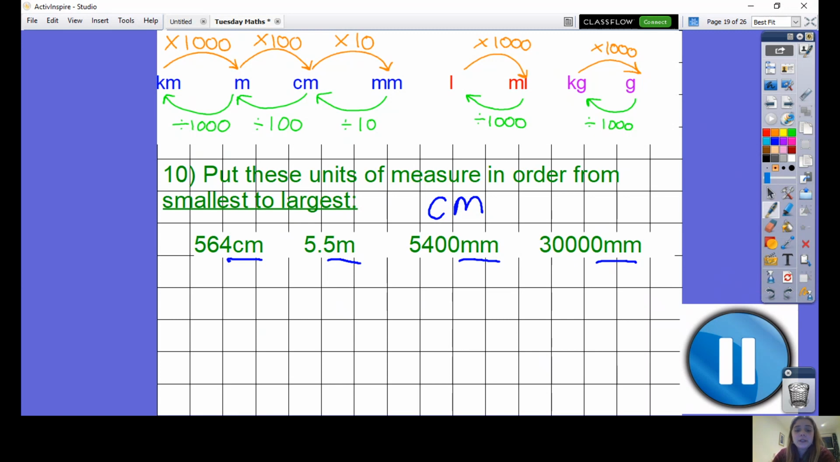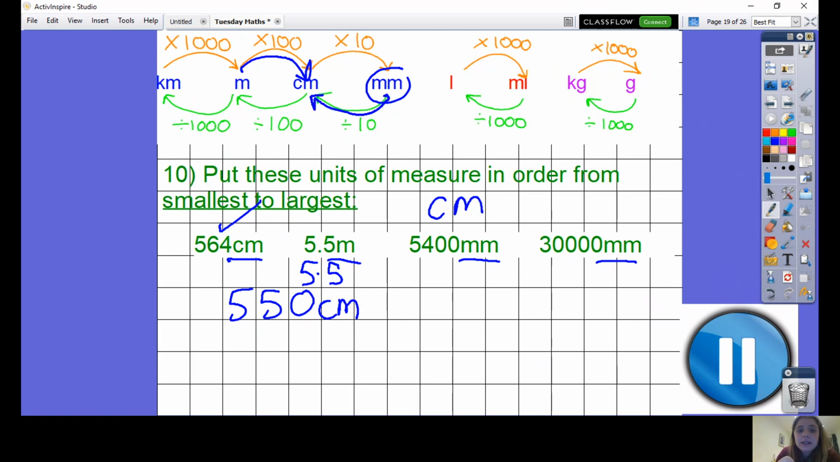Okay, if you haven't finished solving this question, please have a go now before I go through the answers. I'm going to turn them all into centimeters because that will be my middle measurement in between meters, centimeters, and millimeters. So this one I leave as is. 5.5 meters. How do I turn meters to centimeters? Meters to centimeters times by 100. 5.5, 2 spaces bigger, down 1, 2. 550 centimeters.